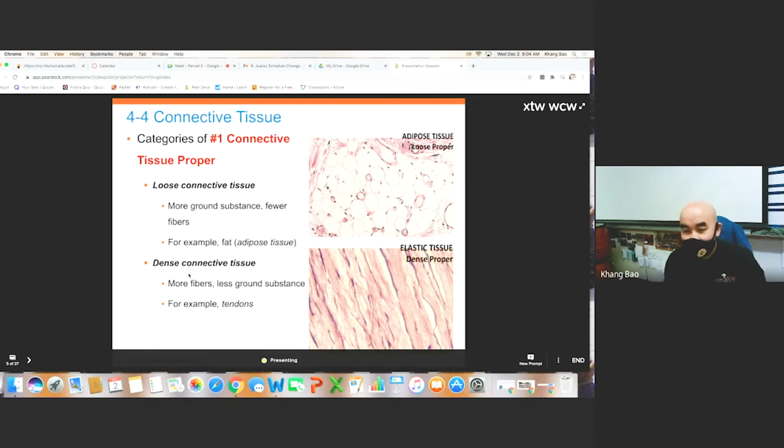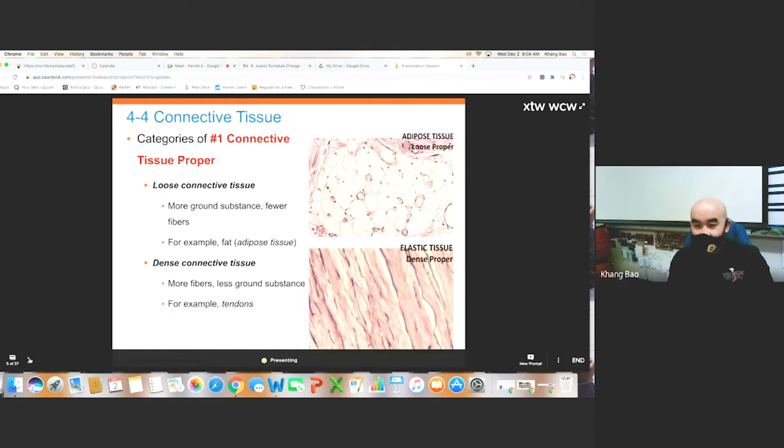And then you also have dense connective tissue, which is like your tendons. If you still remember, your tendon connects your muscle to your bone. It's dense because the fibers tightly connect to each other. Okay. So again, this is only the first category of connective tissue, and it includes loose and dense.